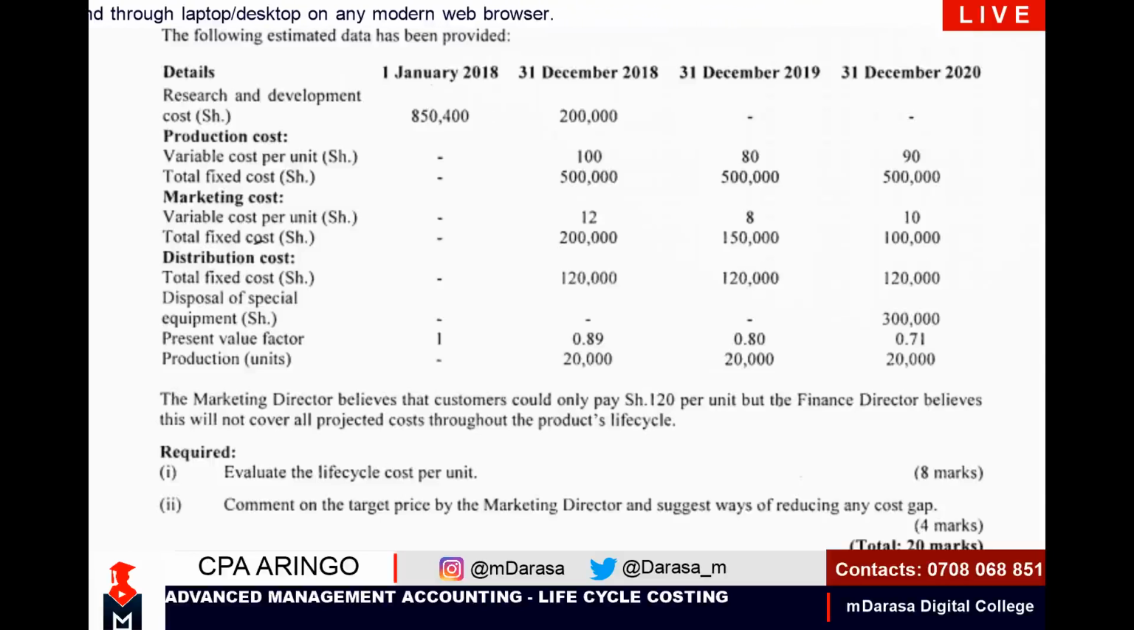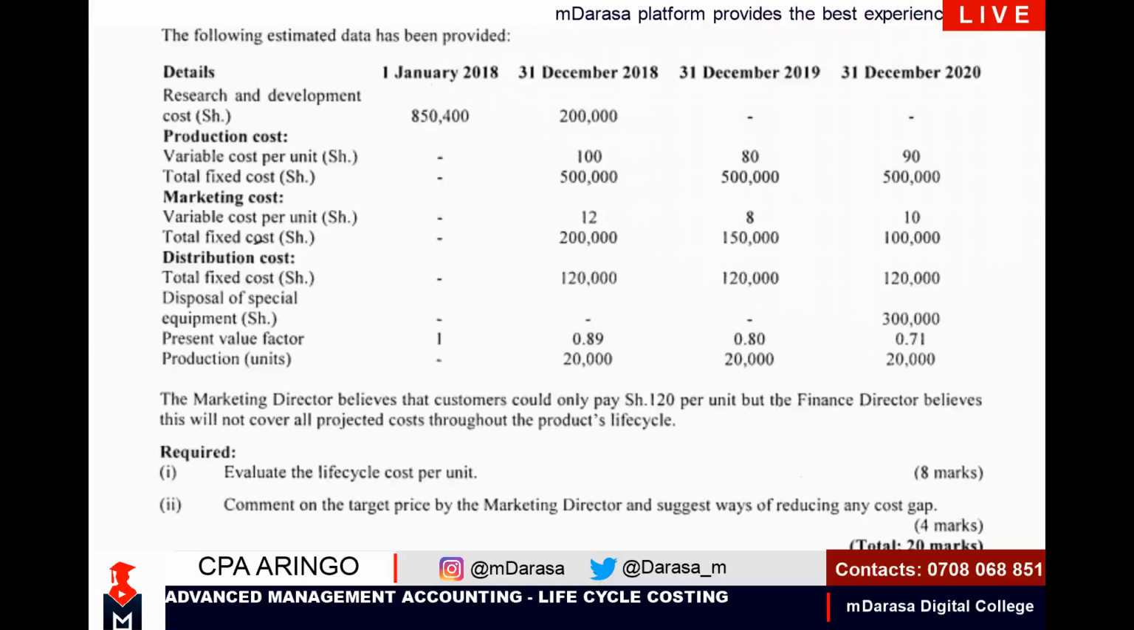So the moment you have that case, my good student, what I should recall is that ideally I'm just comparing these costs. And in comparing these costs, in simple terms, you can comment, because you're asked to comment, right? So in commenting, we can say that life cycle cost per unit is higher than the target price per unit.